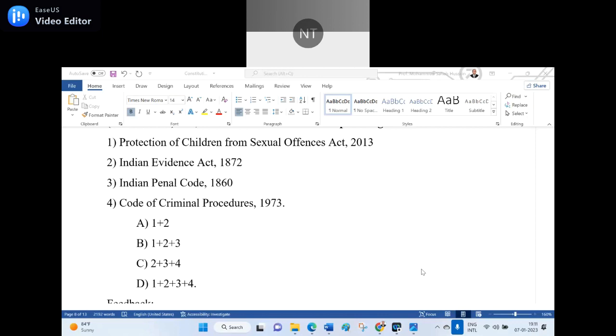Option C, sir. 2 plus 3 plus 4 is the right answer. Suppose I agree that C is the right answer, where is the wrong committed? Okay, I accept your answer is Option B. Option C is the correct answer, sir. I agree. Show me the reason. It was not related to POCSO, sir, for the age under 16 years.